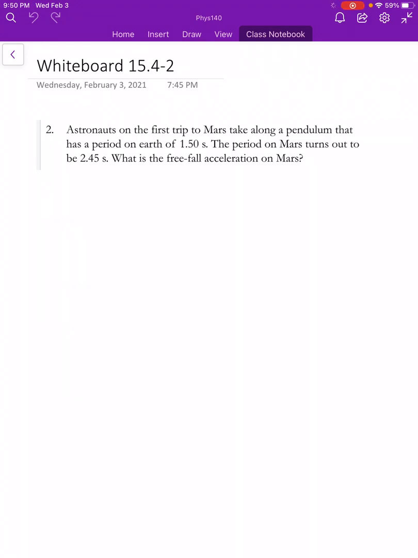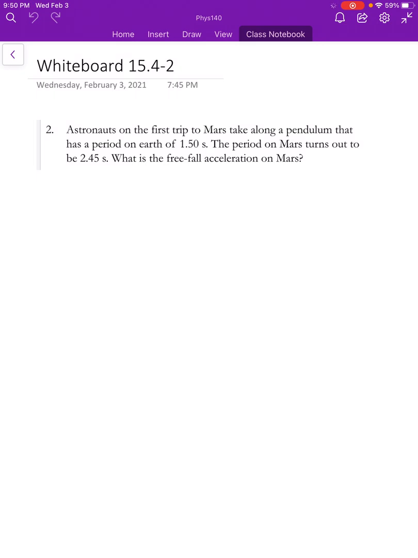Okay, in this example, astronauts on the first trip to Mars take along a pendulum that has a period on Earth of 1.5 seconds. The period on Mars turns out to be 2.45 seconds. And what is the free fall acceleration on Mars?